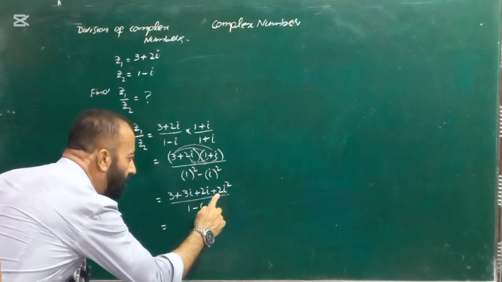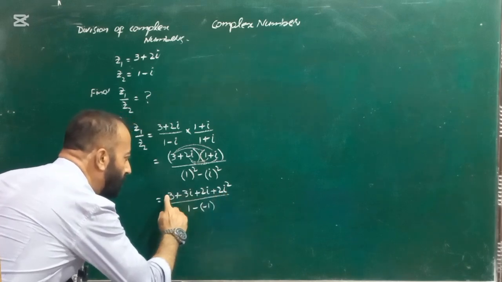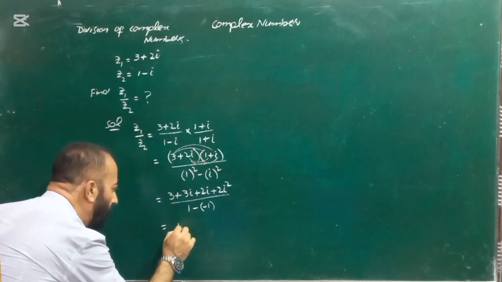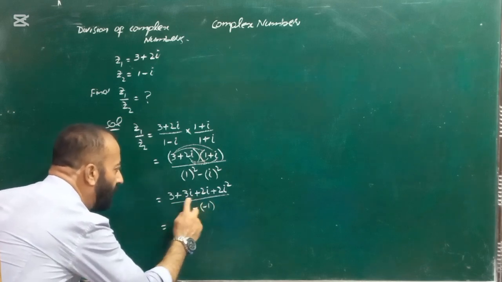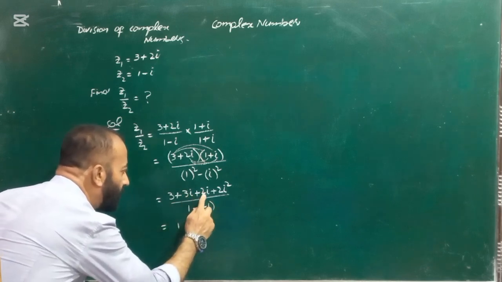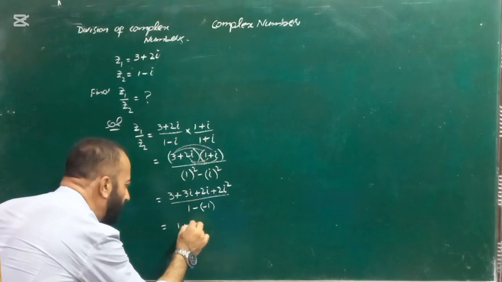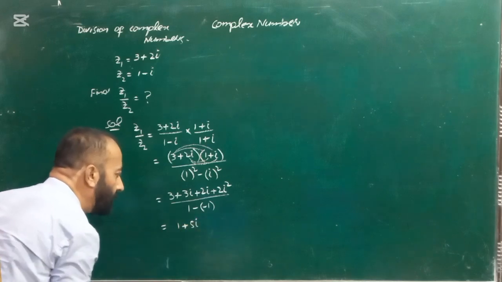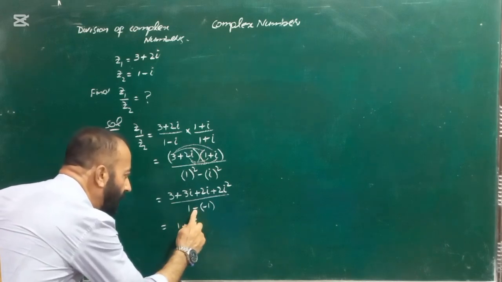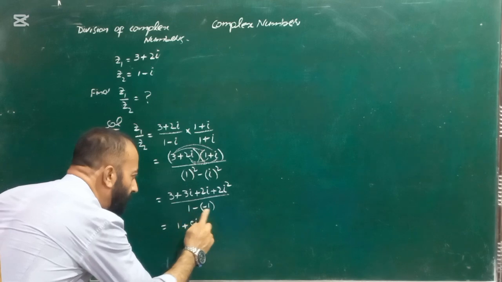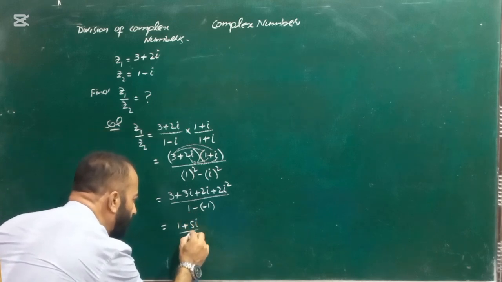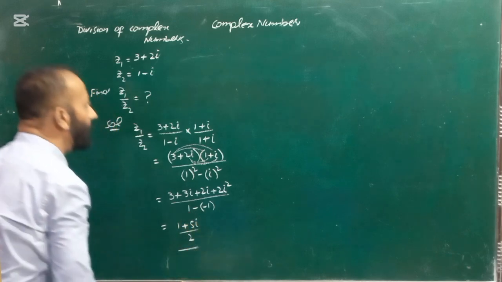So in the next step, this iota square will be minus 1. So minus 1 into plus 2 will be minus 2. So 3 minus 2 will be 1. And iota will be taken as common, so 3 plus 2 will be 5 iota. And in the denominator, minus minus is plus, so 1 plus 1 is 2. So this is the answer.